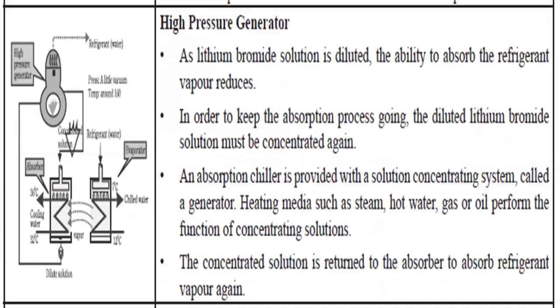Then we have the high pressure generator. As the lithium bromide solution is diluted, its ability to absorb the refrigerant vapor reduces. In order to keep the absorption process going, the diluted lithium bromide solution must be concentrated again. An absorption chiller is provided with a solution concentration system called a generator. Heating media such as steam, hot water, gas, or oil perform the function of concentrating the solution. The concentrated solution is returned to the absorber to absorb refrigerant vapor once again.